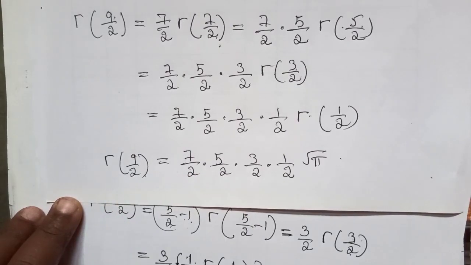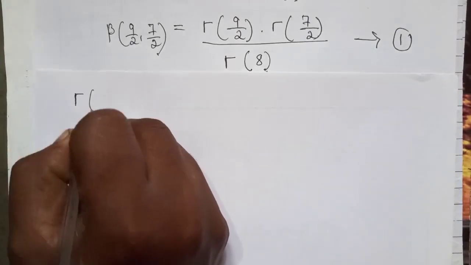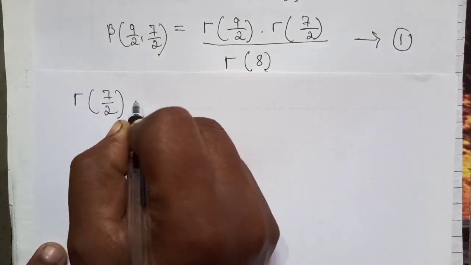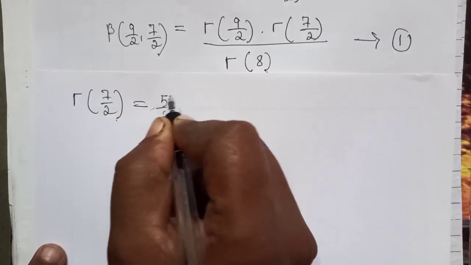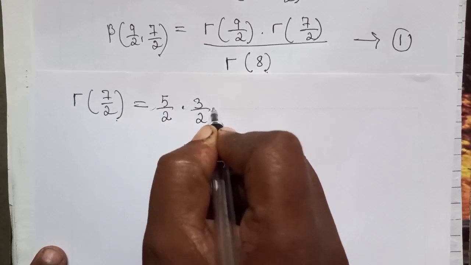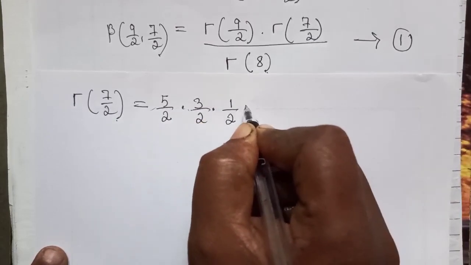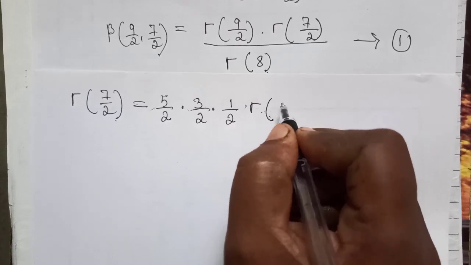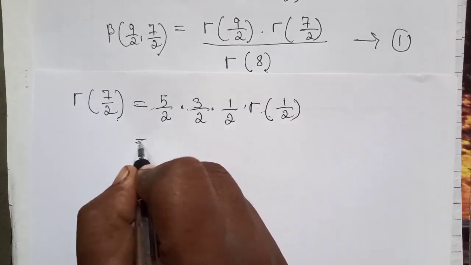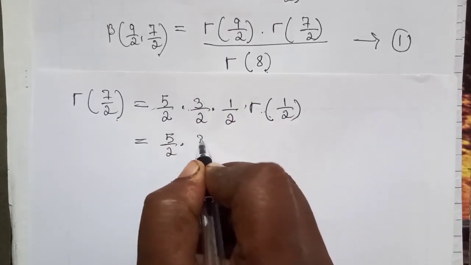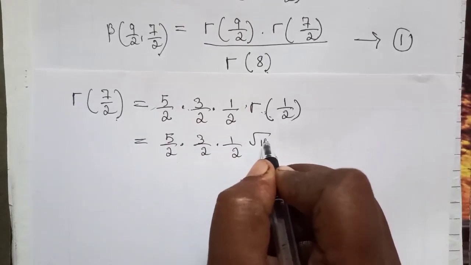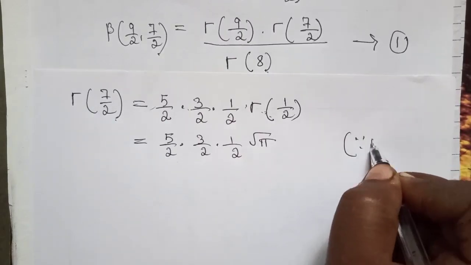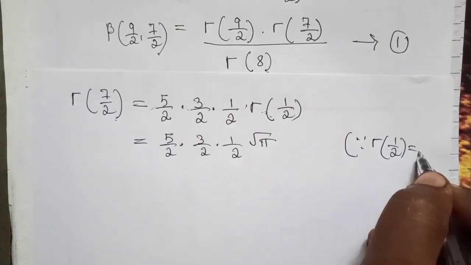Similarly we can calculate the gamma of 7 by 2 value. Start with n minus 1: 7 by 2 minus 1 is 5 by 2, 5 by 2 minus 1 is 3 by 2, 3 by 2 minus 1 is 1 by 2, and at last we multiply with gamma of 1 by 2. So it is 5 by 2 into 3 by 2 into 1 by 2 into gamma of 1 by 2, which is root pi, since gamma of 1 by 2 is equal to root pi.